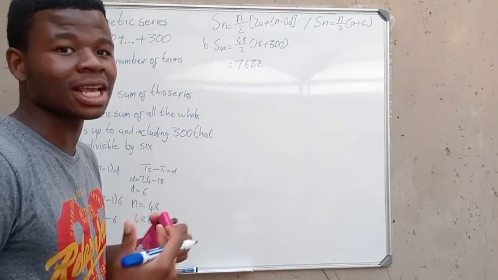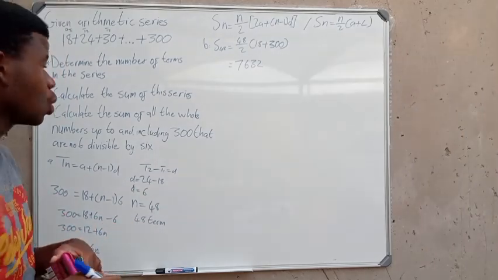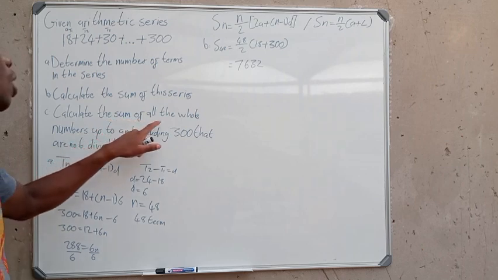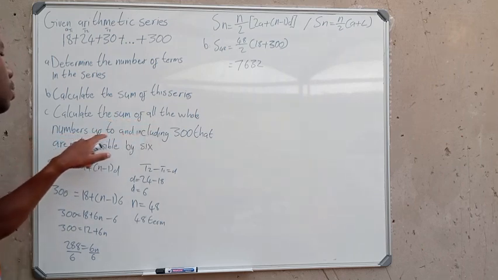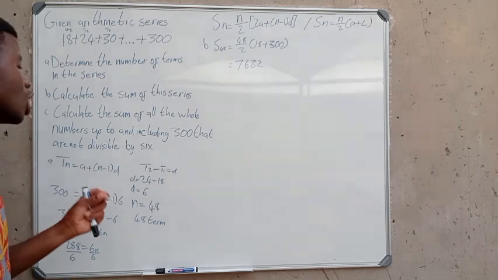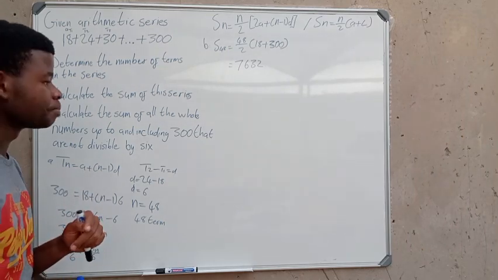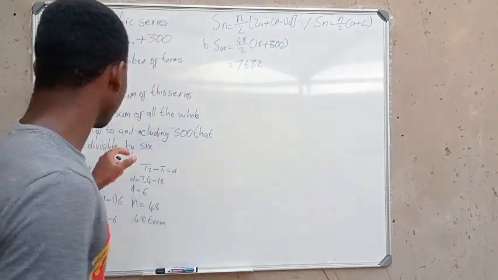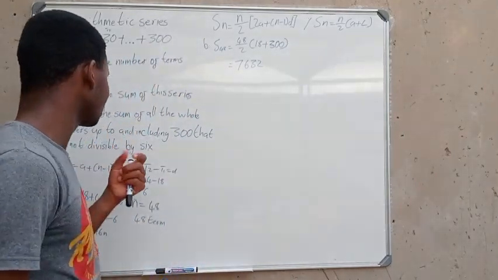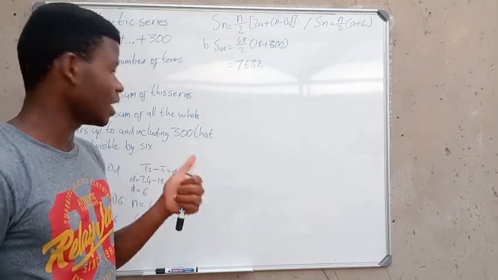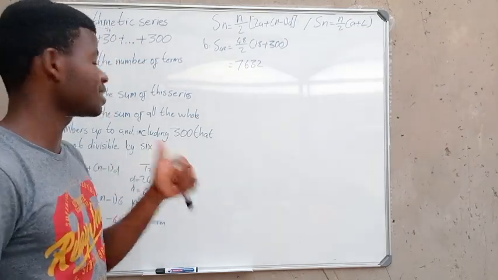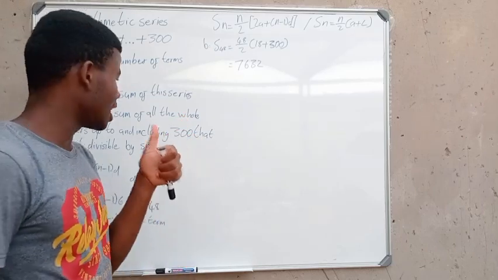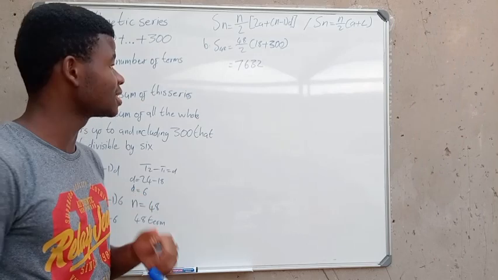We come up to C. C is the main question that I wanted to take care of. So what does C say? C says: calculate the sum of all the whole numbers up to and including 300 that are not divisible by 6. So listen to me, guys. When they are looking for the numbers that are not divisible by 6, you'll have to find the sum of the whole numbers minus the numbers that are divisible by 6.